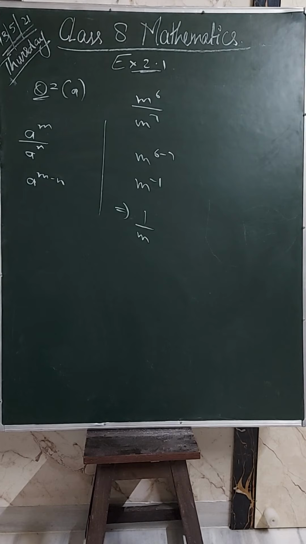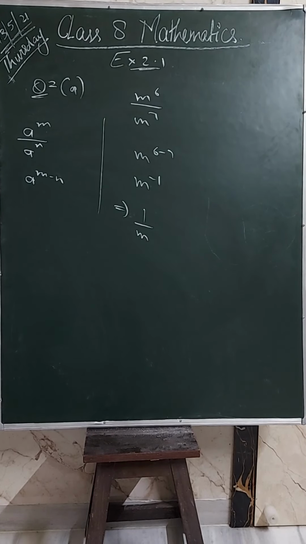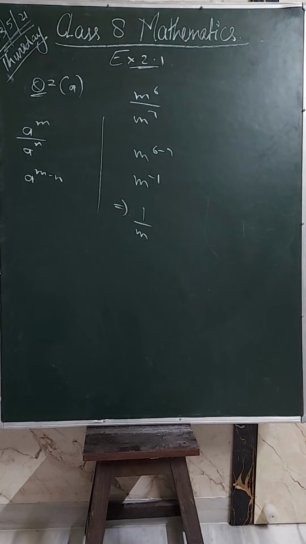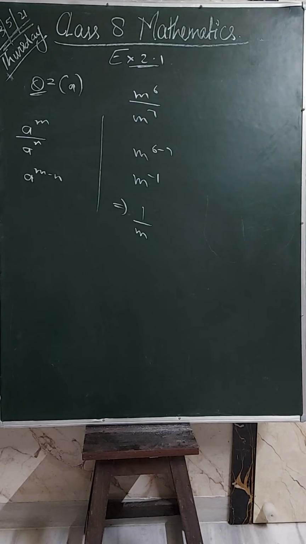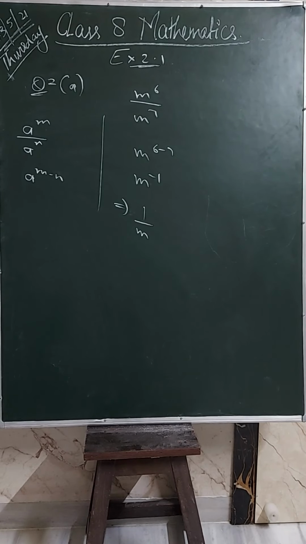Now 25 power 26 minus 3, upon 25 power 26 minus 5. Here minus 3 and minus minus will be plus 5, so the answer will come in positive form. You can do this one also. Part C is your homework.